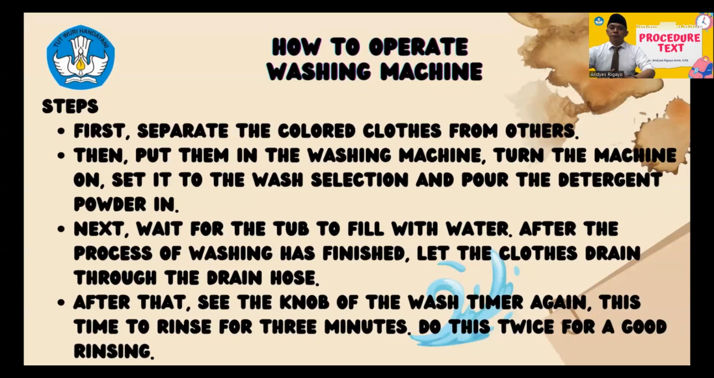Step: first, separate the colored clothes from others, then put them in the washing machine. Turn the machine on, set it to the wash selection, and pour the detergent powder in. Next, wait for the tub to fill with water. After the process of washing has finished, let the clothes drain through the drain hose. So set it up on the wash timer again. This is time to rinse for 3 minutes.